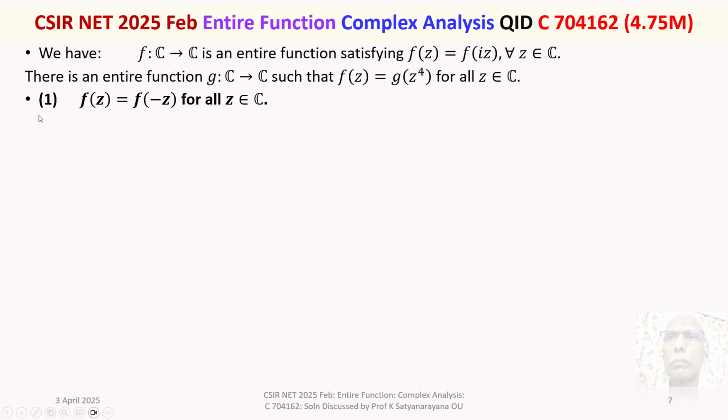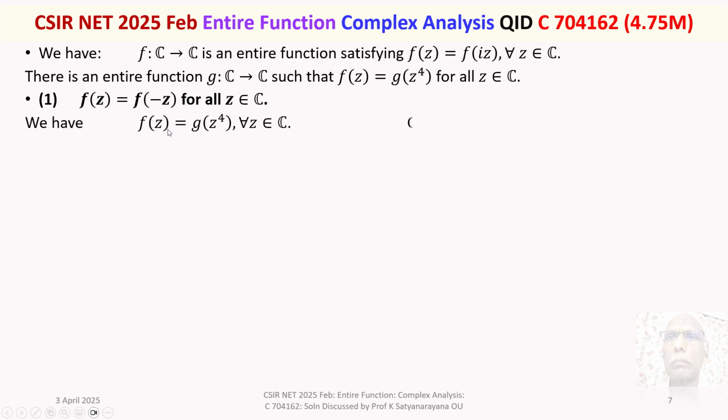Right. We come to option 1: f of z is equal to f of minus z for all z belongs to C. What is f of z? f of z is equal to g of z to the power of 4. So clearly it's an even function. If you replace z by minus z, you will get f of minus z is equal to g of (minus z) whole to the power of 4, that is z to the power of 4, that is g of z to the power of 4, that is once again f of z. So we get f of minus z is equal to f of z.